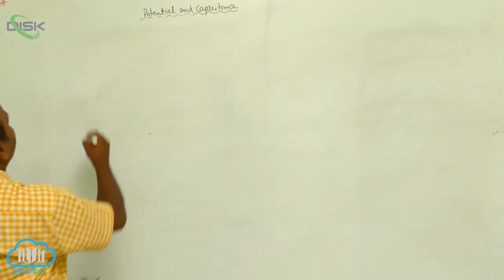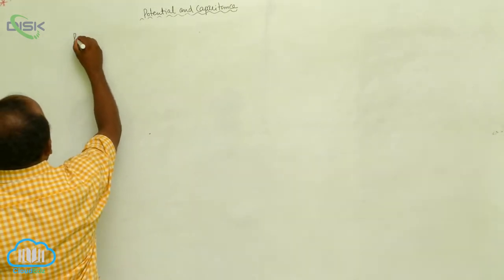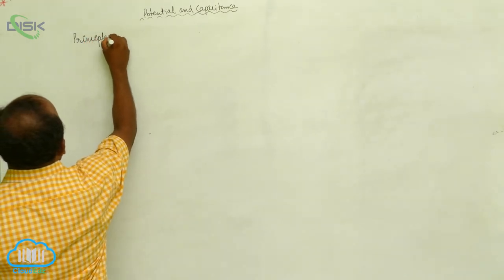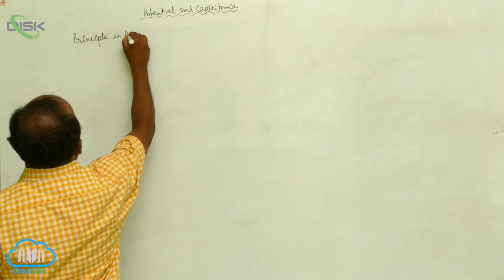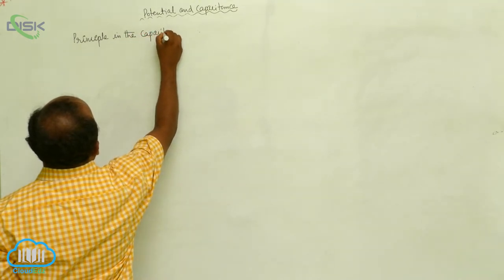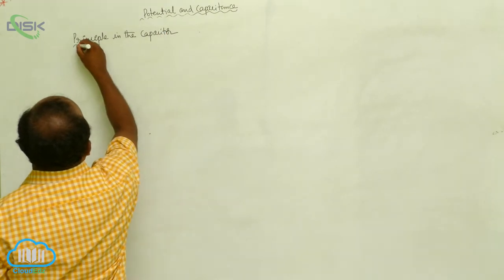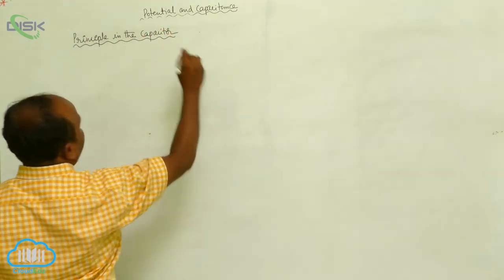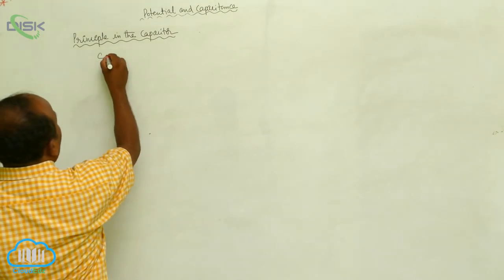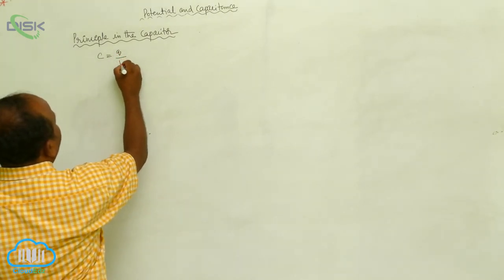Principle in the capacitor. Now the capacity formula is equal to Q by V.